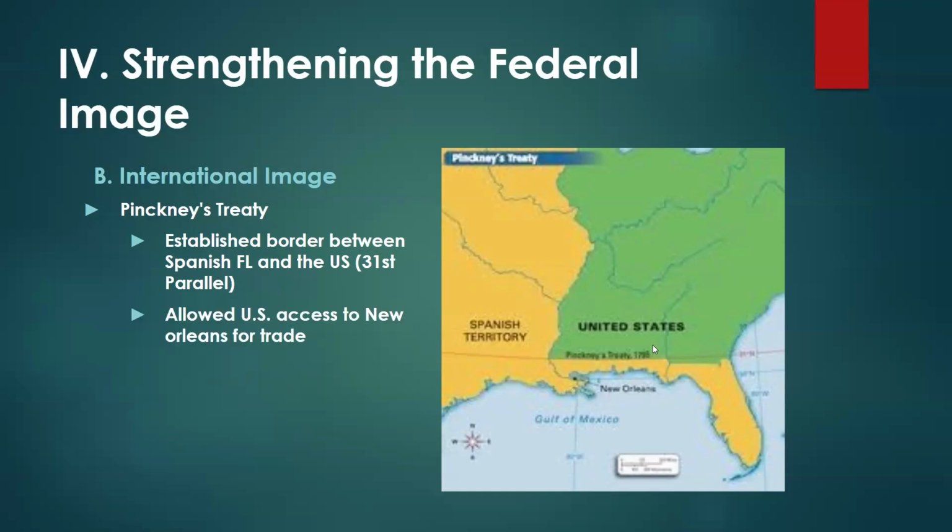This also allowed the U.S. to get access to New Orleans, which, of course, as I suggested before, was very beneficial to trade and transportation for the U.S. So again, this is a clear demonstration of the U.S. now being more capable of dealing with international affairs under the U.S. Constitution than it had been under the Articles of Confederation, showing us a much stronger central government that's more capable of doing what it needs to do.